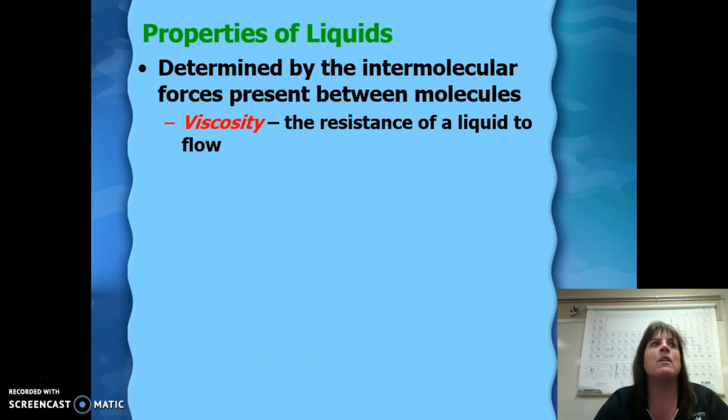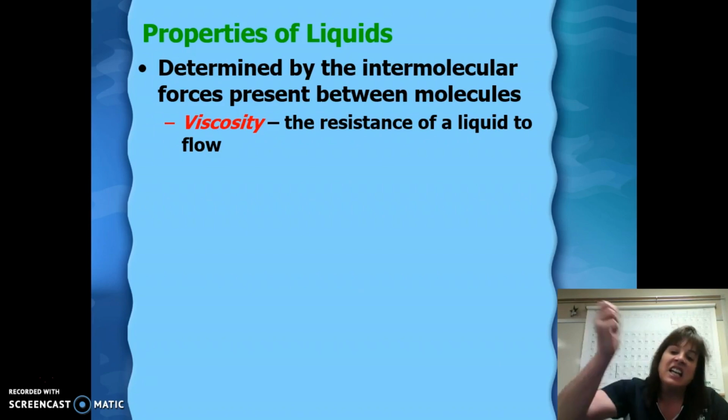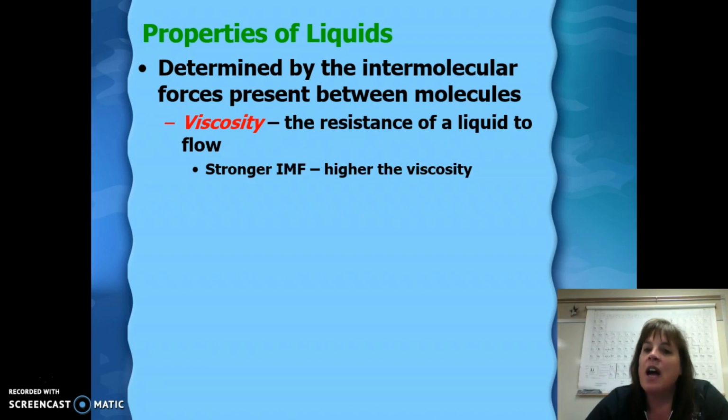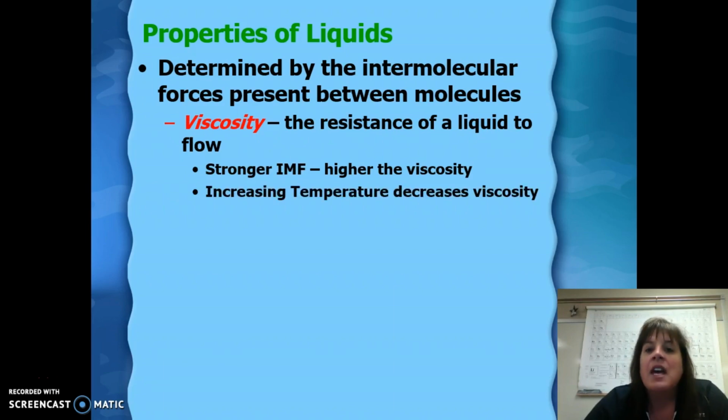If you think about things flowing, like water flows pretty easily, but something like honey, right? Honey, you have to shake it and squeeze it to get the honey out of the bottle. So a strong IMF means higher viscosity. So that means the intermolecular forces in honey are much stronger than water. One way to get honey out of that bottle easier is to put it in the microwave and heat it up, because increasing temperature will decrease the viscosity.